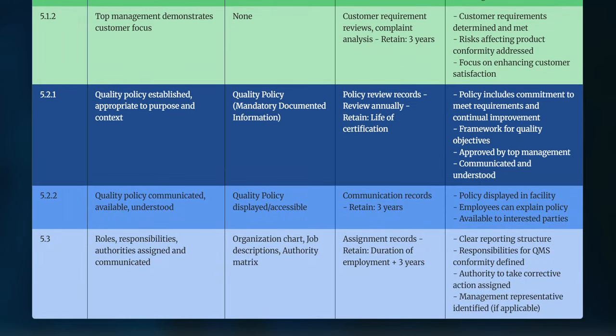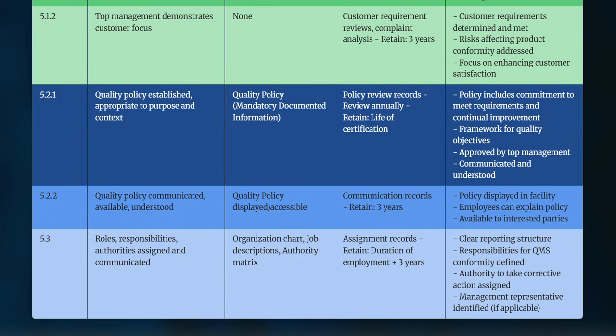For clause 5.2.1, it requires a quality policy to be established that is appropriate to the purpose and context of the organization. The quality policy is mandatory documented information, and you need policy review records. You need to review your policy annually and retain the records for the life of the certification, which is usually 3 years. The evidence you need to present to the auditors is proof that the policy includes commitment to meet requirements and continual improvement, a framework for quality objectives, and that the policy is approved by management and communicated and understood by all interested parties.